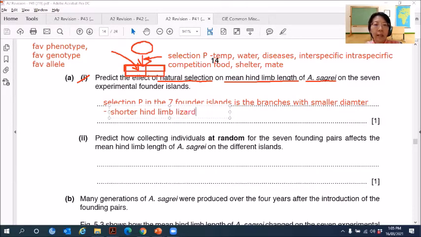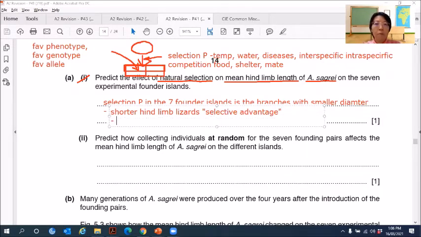Lizards with shorter hind limbs will have a selective advantage. Selective advantage is a keyword. They are selected for survival, meaning they've got selective advantage. So please learn this word so you can use it to describe. Shorter hind limb lizards will have selective advantage. So what is the effect? When they're selected for survival, there will be a change in gene pool.